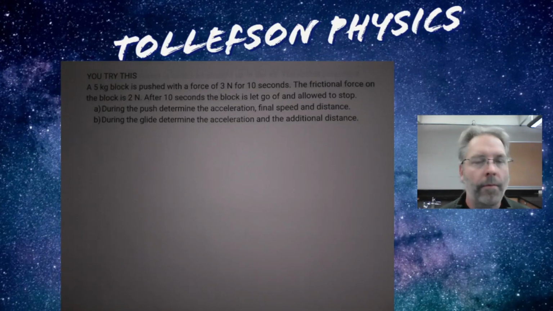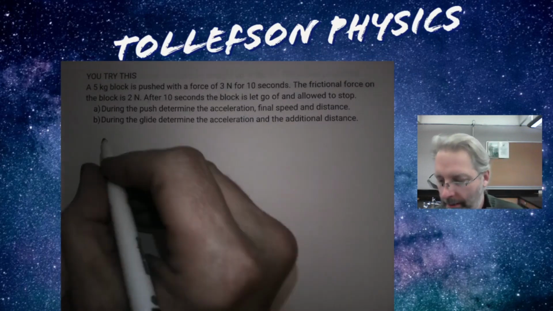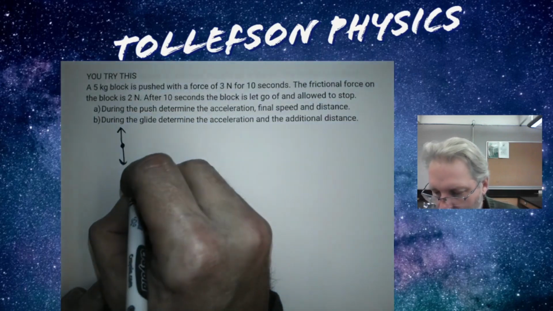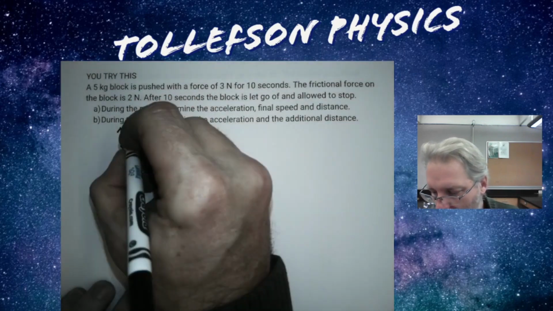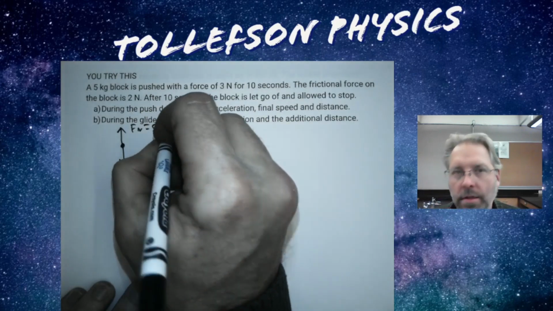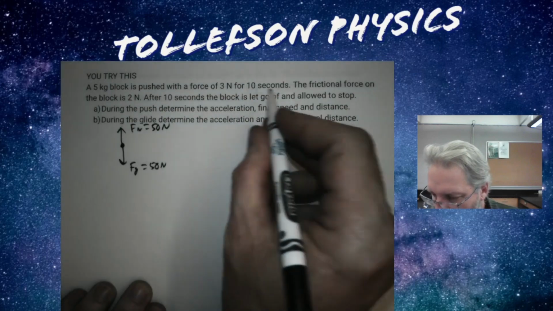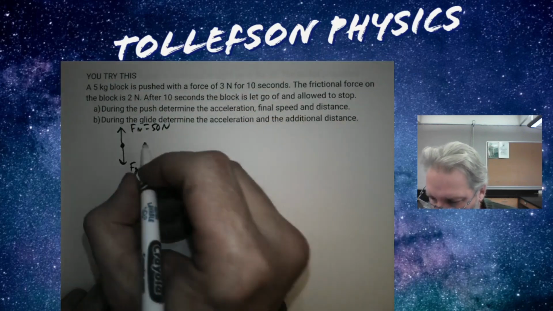All right, so the first step in solving this problem is, let's look at a force diagram, right? So we can get the net force. It's a 5 kilogram block, so I know Fg is 50 newtons, and I know the normal force is 50 newtons because it's not accelerating in that direction. I am saying the forward force is 3 newtons.